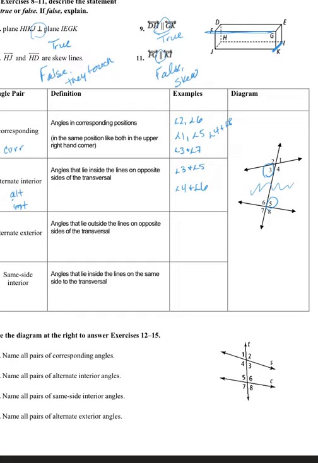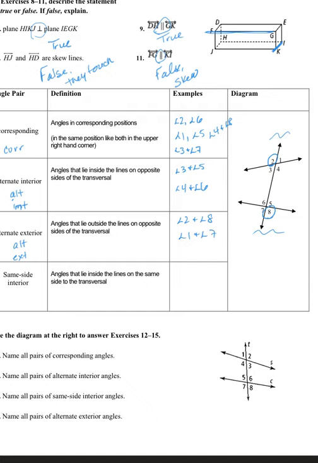Okay, the next word is alternate exterior, and that abbreviation is alt-ext, ALTEXT. And these are angles that lie outside the lines this time, so up here or down here, on opposite sides of the transversal. So again, I choose one from the top stop sign, one from the bottom stop sign, so we have angle 2 and angle 8, or we have 1 and 7.